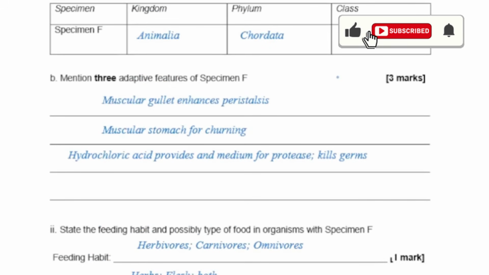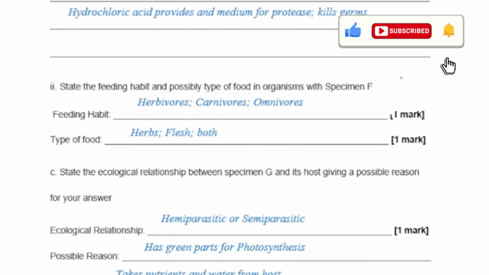So we've stated that specimen F belongs to Animalia, Chordata, and Mammalia. And then we give the adaptive features. We talked about this. We are not emphasizing this again. Just go back and read that up for yourself. And then we're talking about the feeding habits. It can be herbivorous and then they feed on herbs. It can be carnivorous, they feed on flesh. And when they are omnivorous, omnivores feed on both flesh and herbs. So please take note of that. That's very, very important, depending on the one you wrote down there.